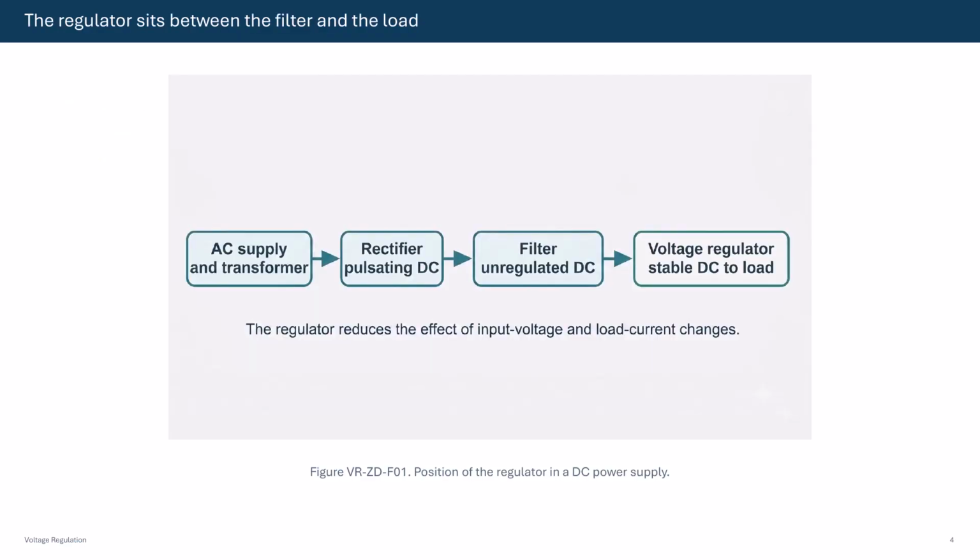Follow the power flow from left to right. The transformer provides isolation and the required voltage level. The rectifier converts AC to pulsating DC, and the filter reduces ripple. The regulator then receives an unregulated DC input and produces a more stable voltage for the load. The regulator cannot create energy, it controls voltage by absorbing or redirecting changes.